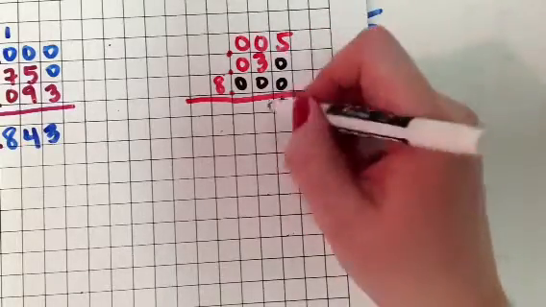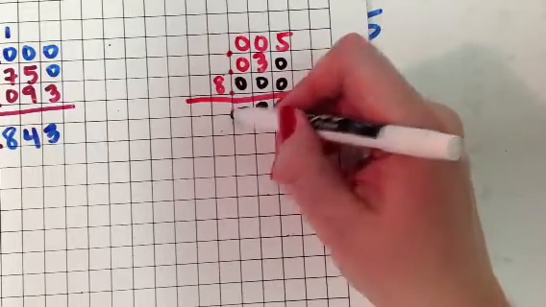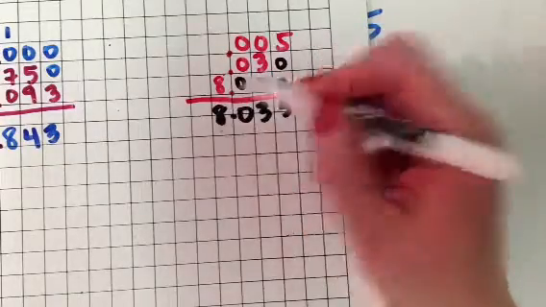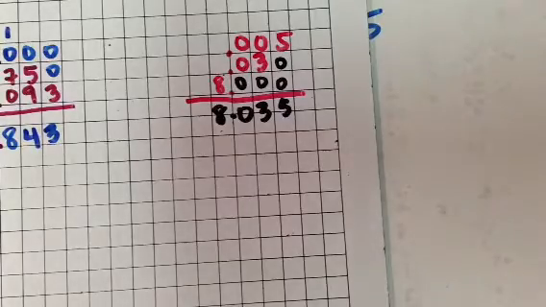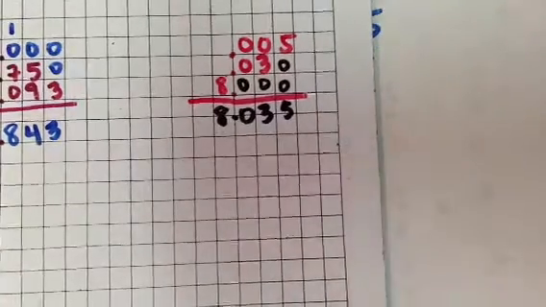5 plus 0 is 5. 3 plus 0 plus 0. I have a 0 right there. My decimal point lives right there. And then I have an 8. So I find that my answer is 8 and 35 thousandths.